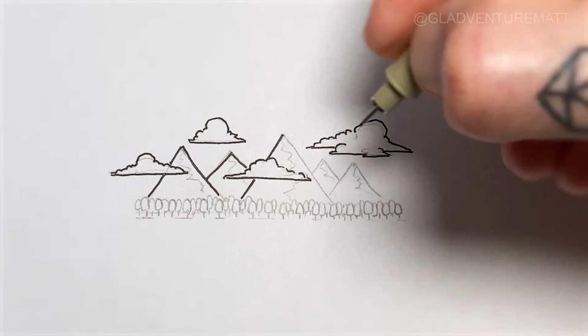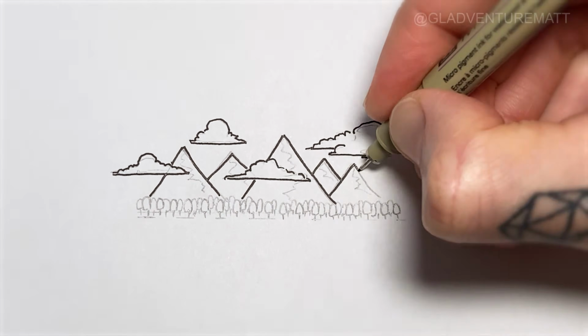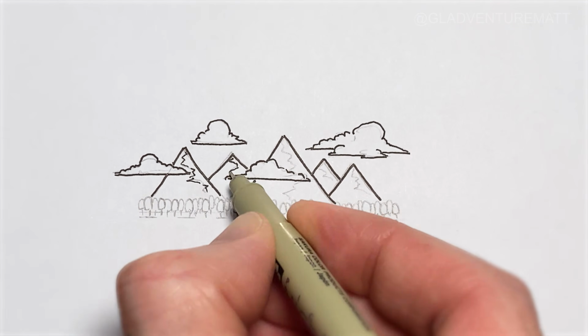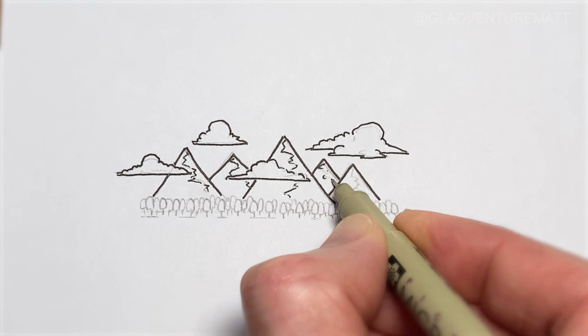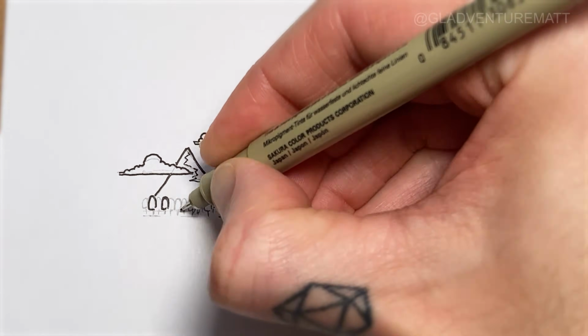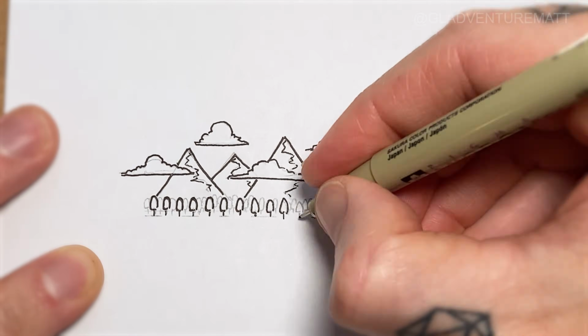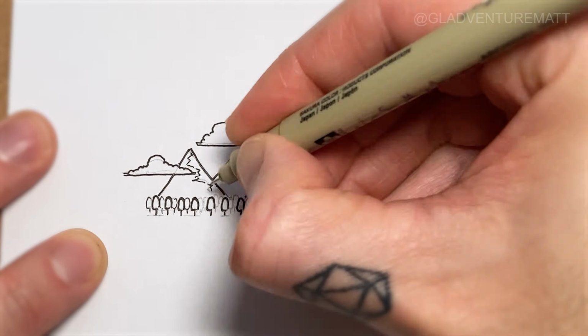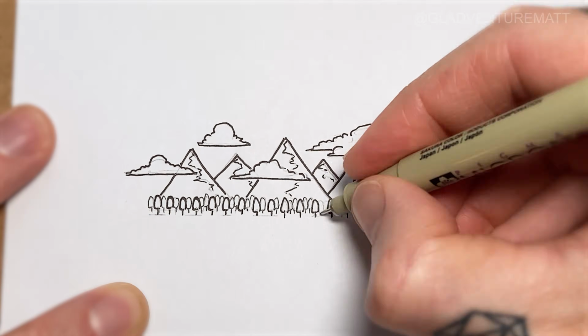When it comes to doing that vertical ridge line on the mountain, I switched over to the thinnest tip pen that I have to give it a bit of dynamic, so not all the lines are the same boldness. And there we go. We have simple line art for a mountain range that you could use in your fantasy map.